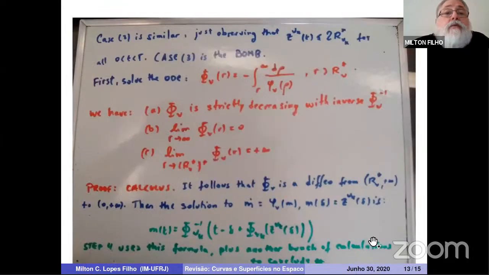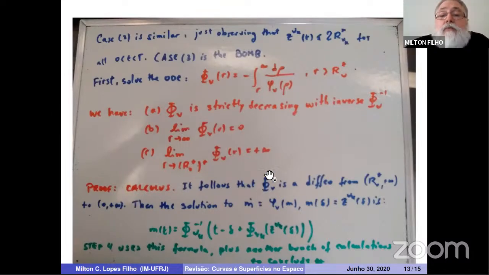And the other case is the bomb, where things get complicated, and to get that, you need to solve the ODE. To solve the ODE, you introduce a specific antiderivative of this quantity, d rho over phi nu rho. Prove things about this function, which is strictly decreasing with a well-defined inverse. It has limits when r goes to infinity and when r goes to the endpoint of the story. And the proof of these claims is just calculus, literally playing with calculus 1.